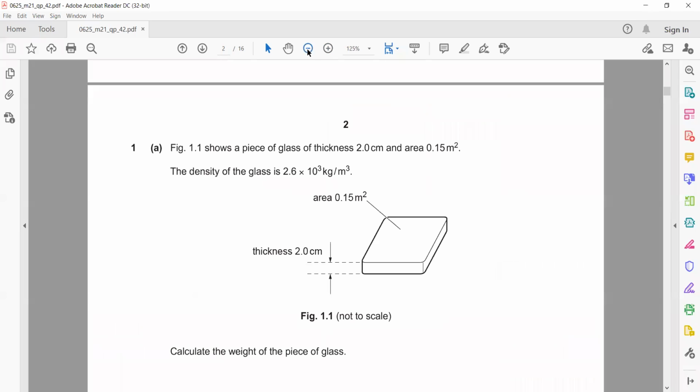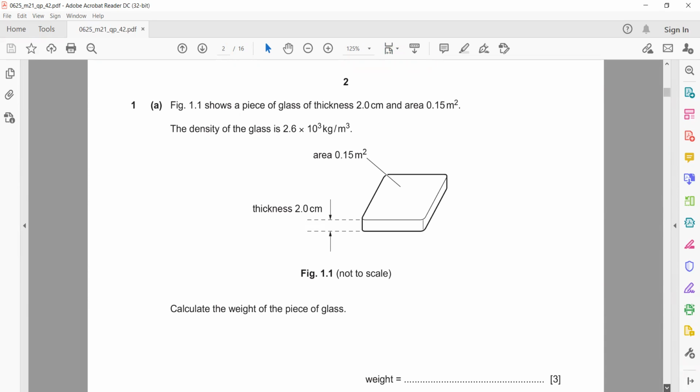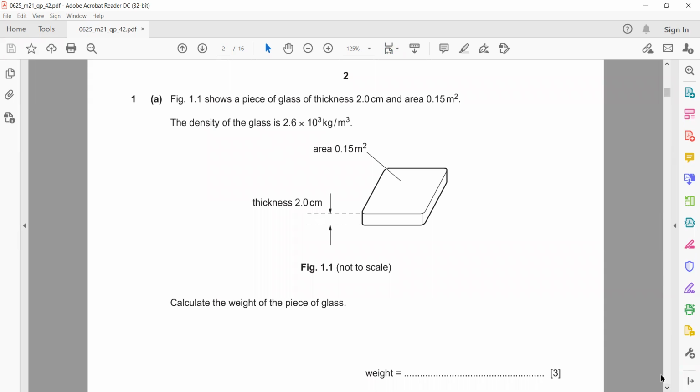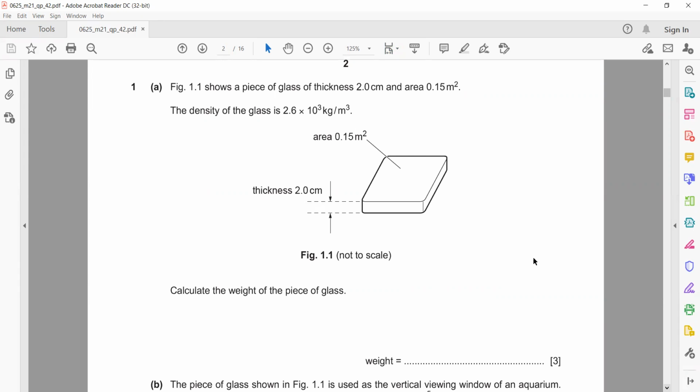And the first part, figure 1.1 shows a piece of a glass which is 2 centimeter thick and 0.15 meters square. The density of the glass is 2.6 into 10 power 3 kilogram per meter cube. Calculate the weight. So to get the weight, we need the mass because we know the formula that weight is mass multiplied by gravity. So if mass is multiplied by gravity, we'll get the weight.